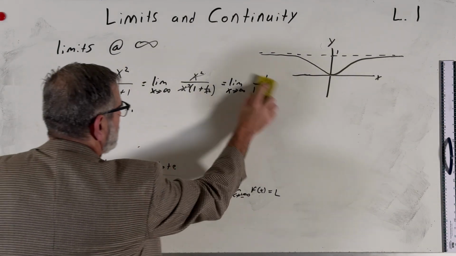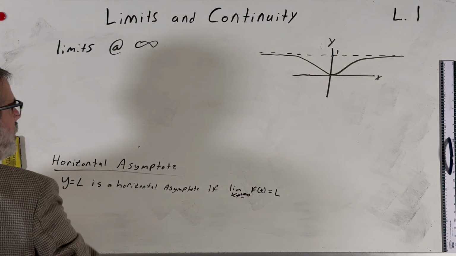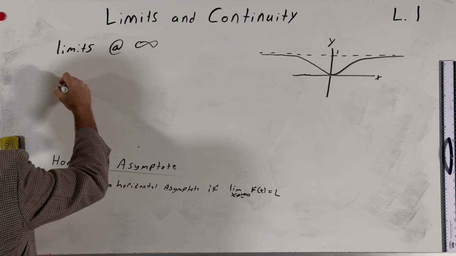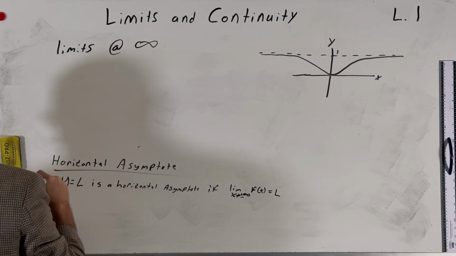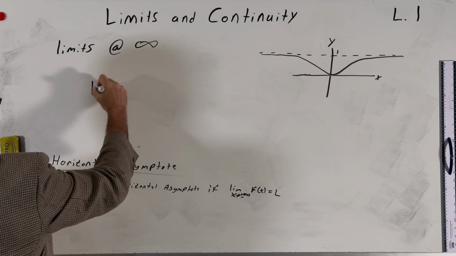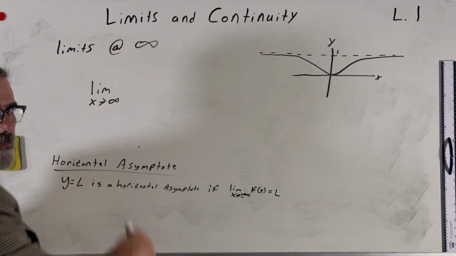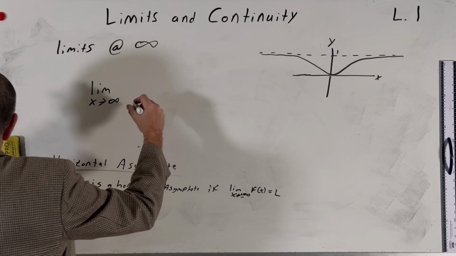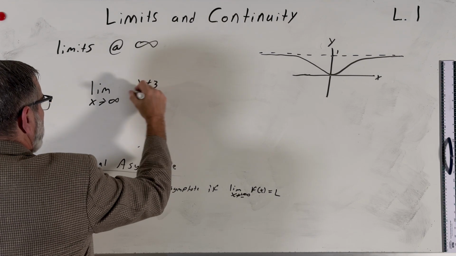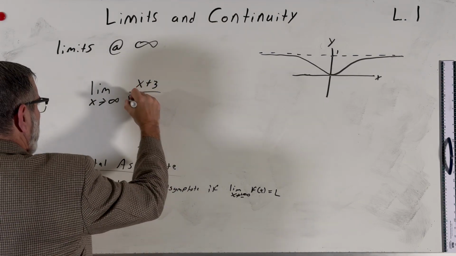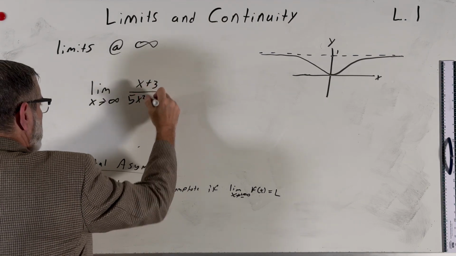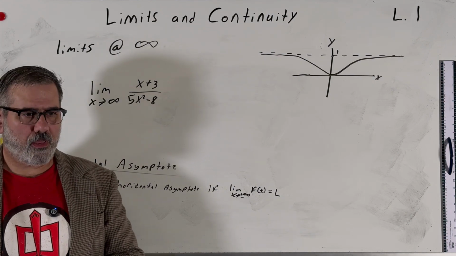Let me erase the work here. And I want to look at another example. Actually, I want you to try this example. So you try the limit as x approaches infinity. When I write infinity, I mean plus infinity, by the way, okay? Of x plus 3 divided by 5x squared minus 8. So pause the video, try that now.